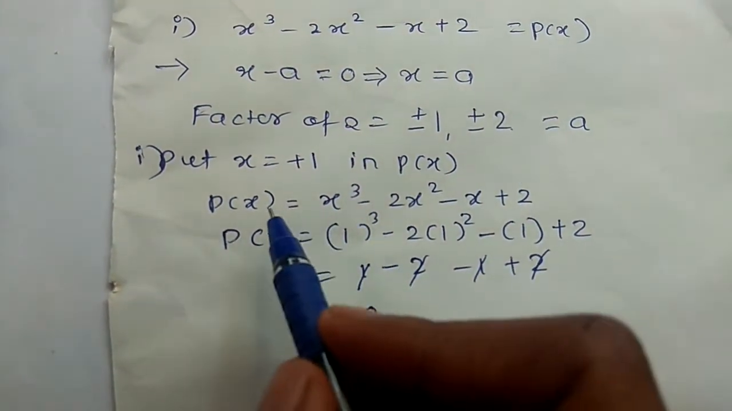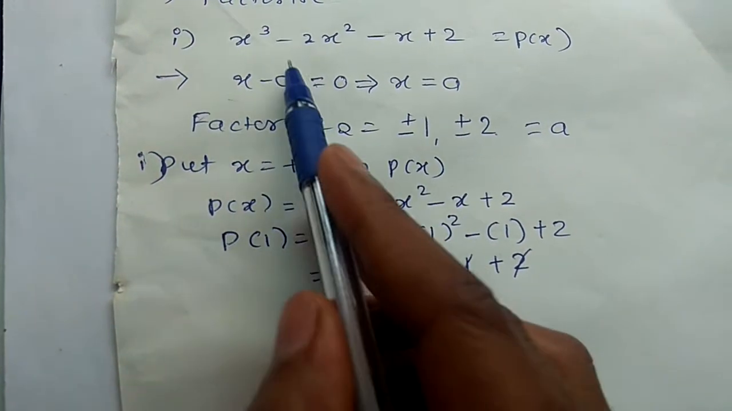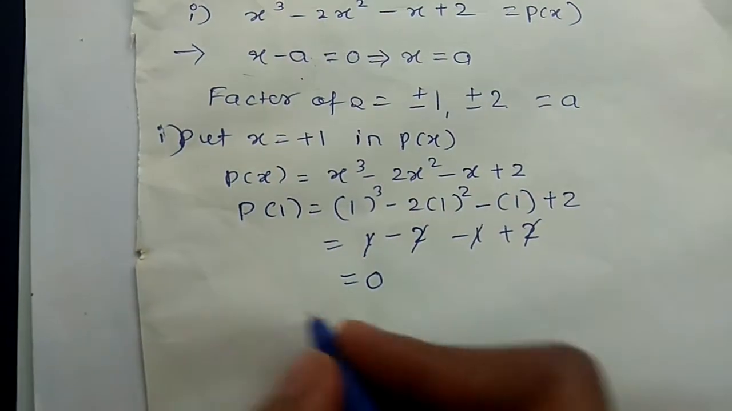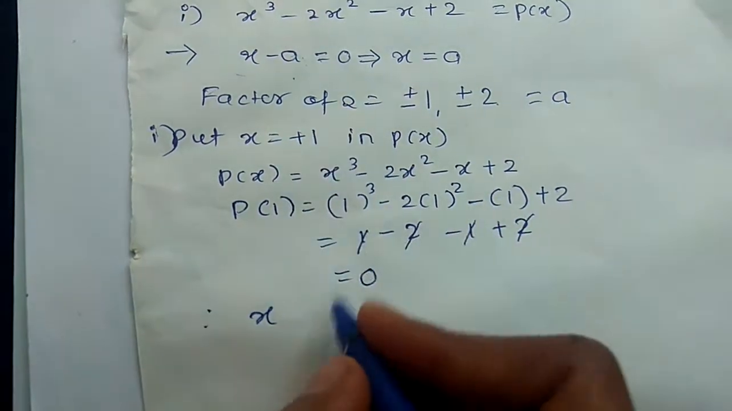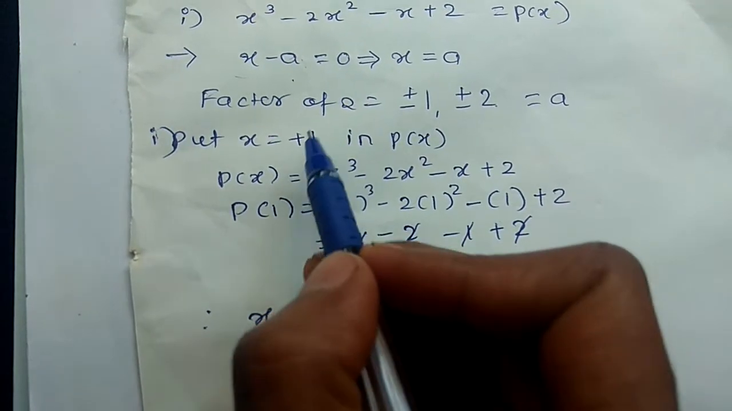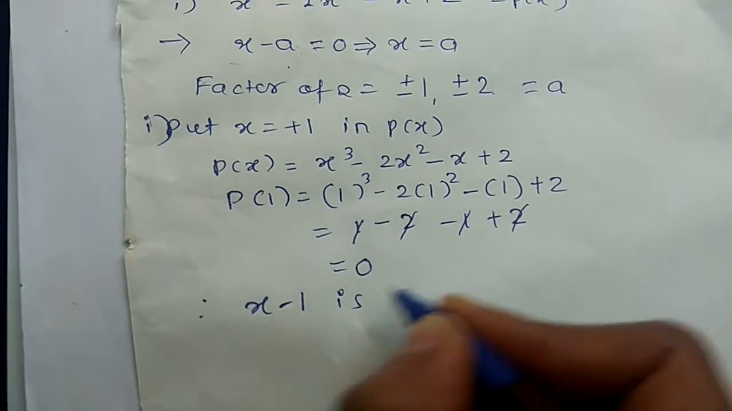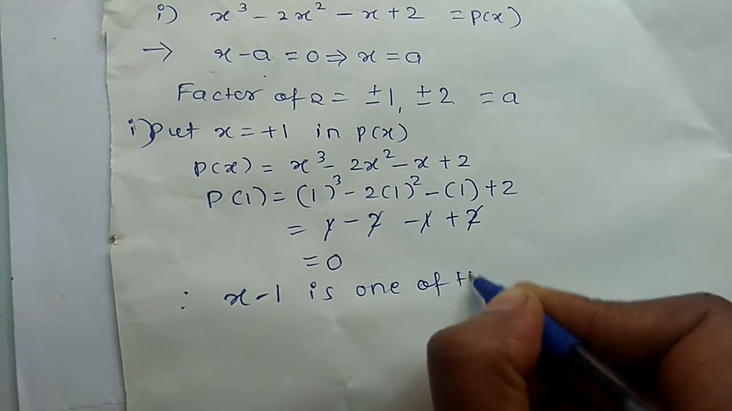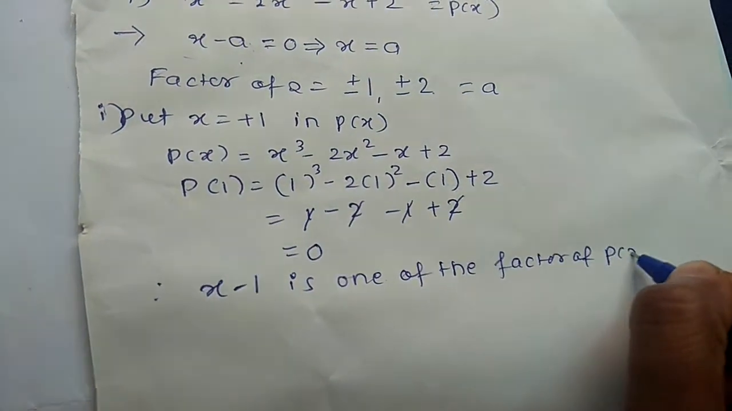That is, the polynomial is equal to 0 at x equals 1. It means x minus 1 will be the factor. Here a is what we have taken, that is 1. Here we have put x equals plus 1, so x minus 1, you have to take this 1, which is nothing but a, to that side. So x minus 1 is one of the factors of p of x.